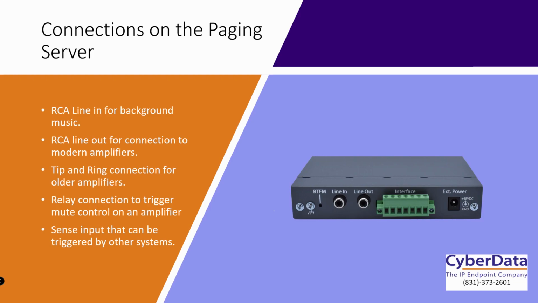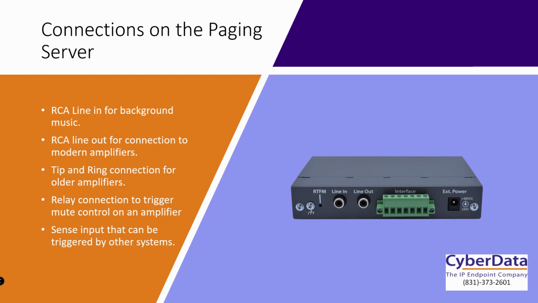The paging server also has an onboard relay connection to trigger different actions on an amplifier. Typically, when you're dealing with an amplifier that has multiple different inputs, say one for background music, one for a standard microphone, and then one for a paging system like ours, it needs some kind of relay contact closure, or the actual amplifier will have a VOX circuit on it to be able to detect that there's audio on a given input, but most of them use the relay contact closure.